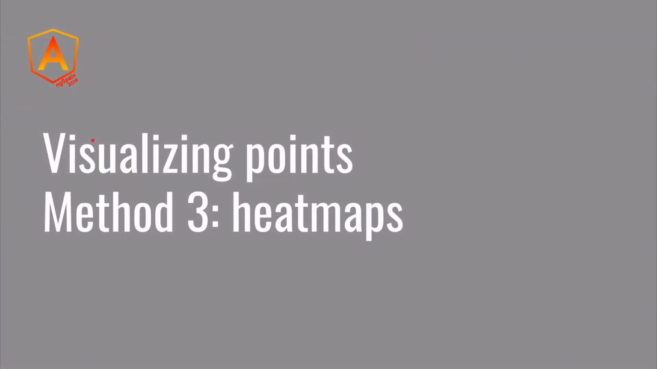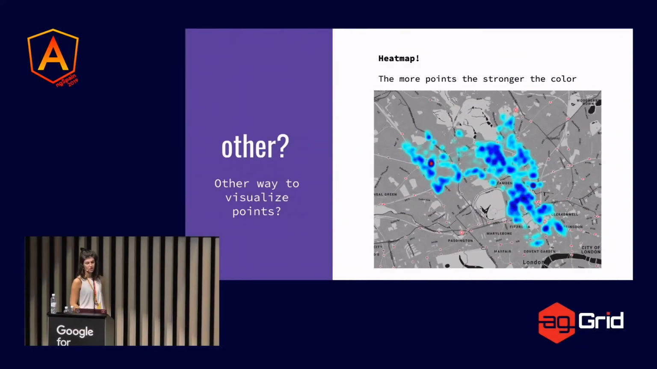Another method of visualizing points is heat maps. So what do heat maps do? If you have a huge data set of points and you want to visualize them on the map, at points in the map where there is a lot of data, you get darker colors. When there is less data, you get less color. And let's see again how this works with Google Maps.